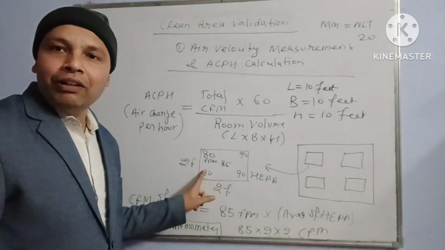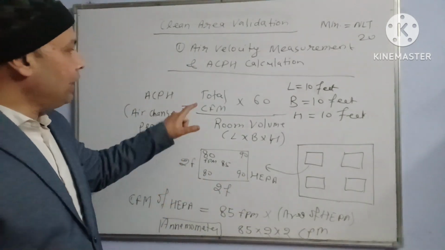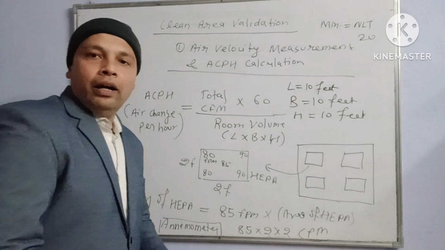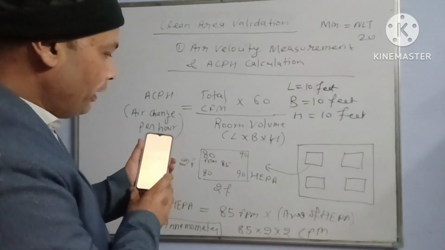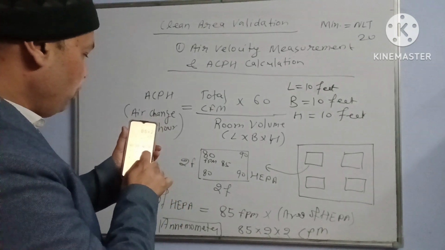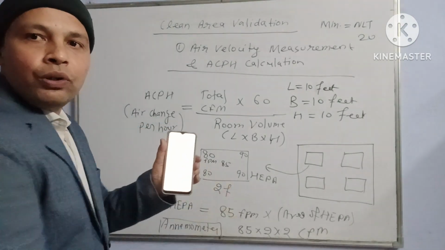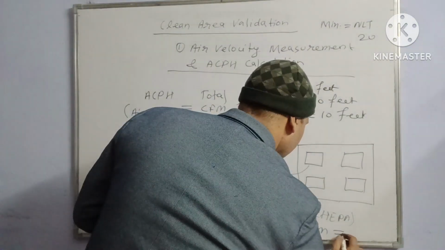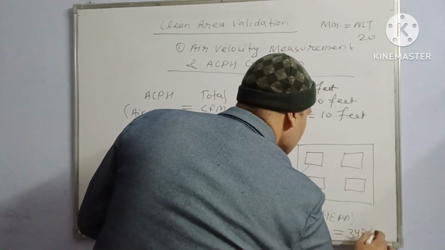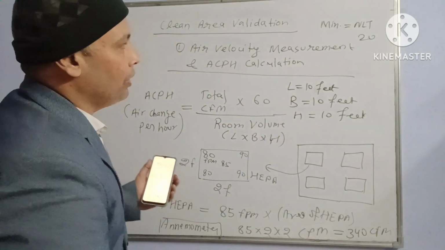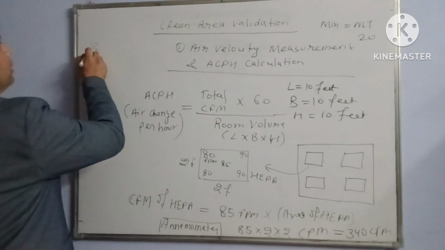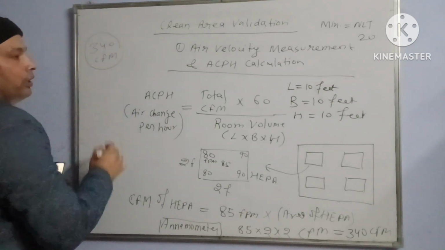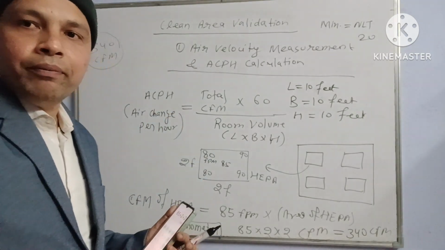For one HEPA we have calculated; now we will calculate the total CFM. How will we calculate this? Just learn this. I can calculate using the calculator: 85 into 2 into 2 comes to 340. You can see it is coming 340 CFM. Note this down: 340 CFM.